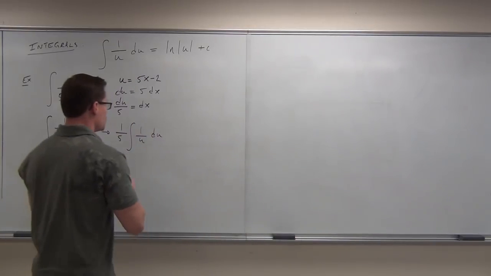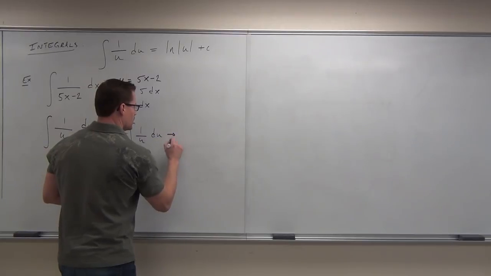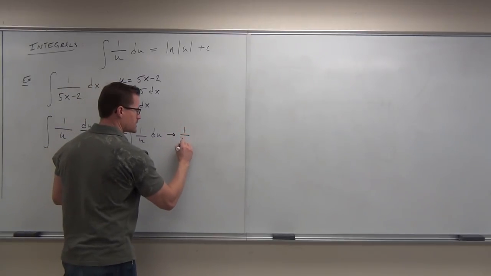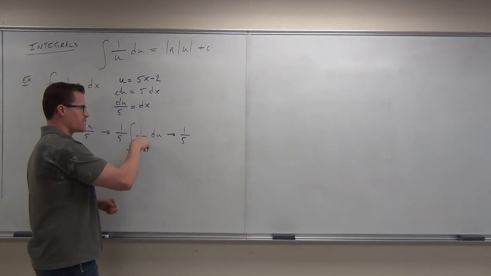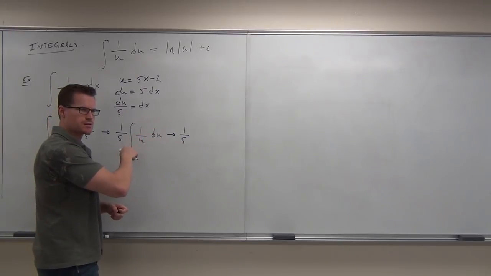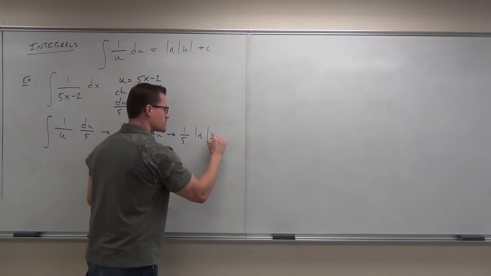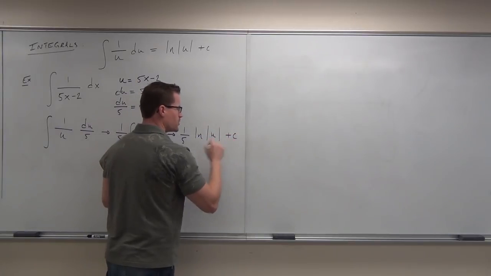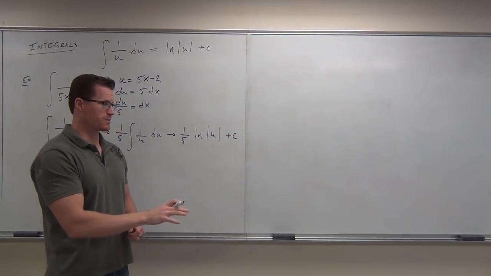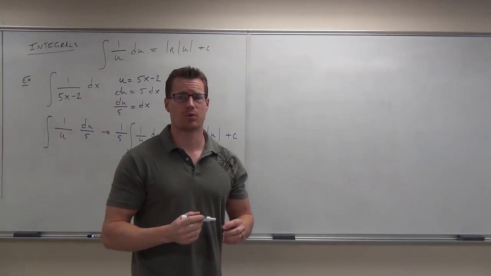So we did a little substitution. I know the 1/5 stays there. That doesn't affect anything. Everybody, integral of 1 over u du is? ln, absolute value u. Good. Absolute value is important. Plus c, sure, you can put that now or you can put it at the very end. It really doesn't matter.